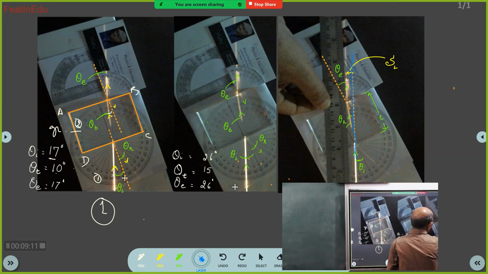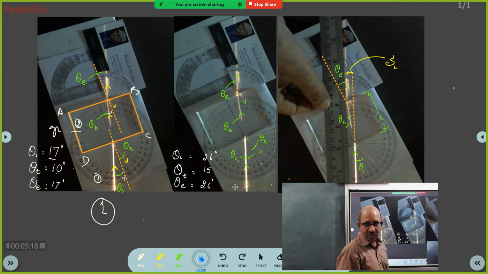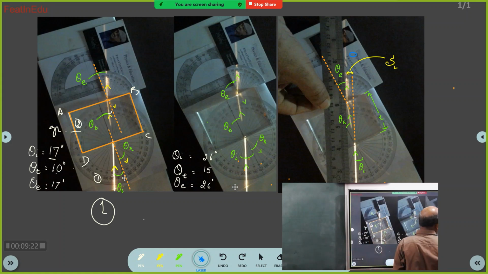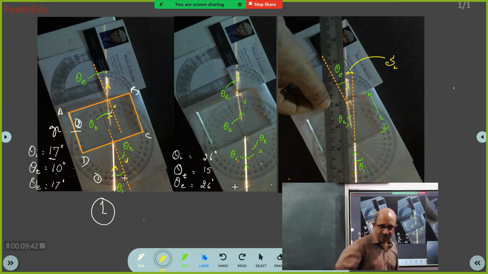And yesterday I explained, without the glass you should keep your eye here, and then when you place the glass, see the same ray. Yesterday you remember we conducted the experiment, we kept 2 pins here, and from here you see in such a manner that you see only 1 pin. See, yesterday I had kept 2 pins here.